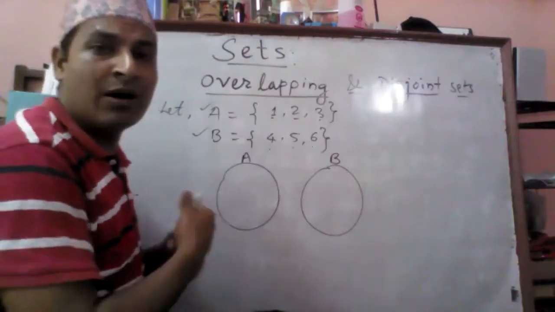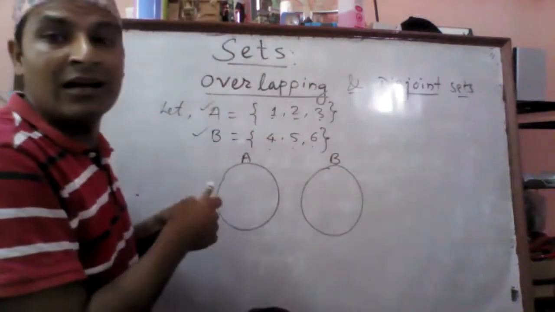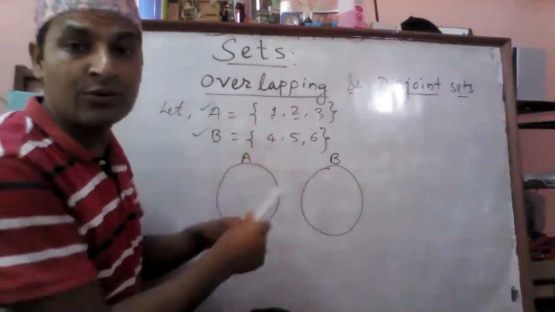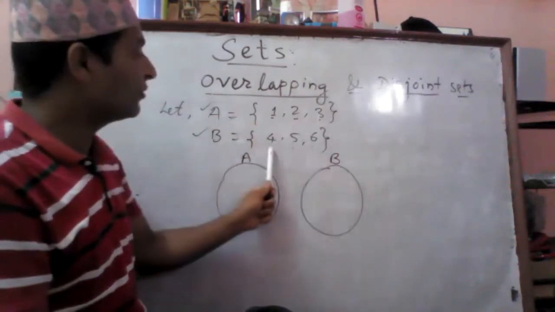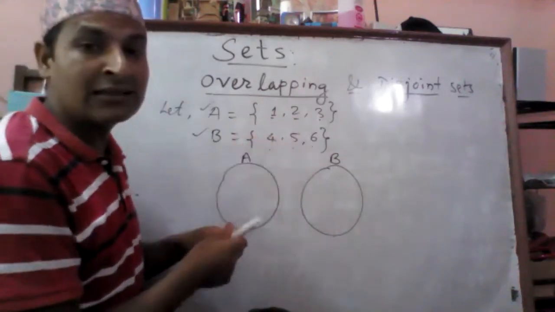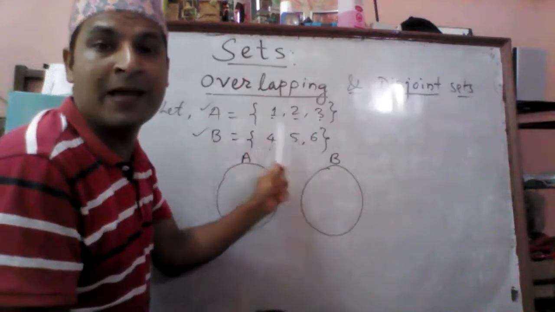Okay, we are learning about overlapping and disjoint sets. Let's consider two sets A and B. Set A equals {1, 2, 3}, and set B equals {4, 5, 6}. And we can see that there are no similar elements in these two sets.